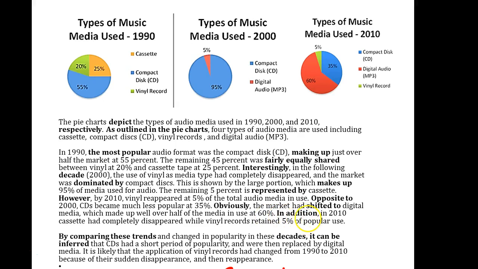In addition, another transitional word, in 2010, cassette had completely disappeared while vinyl records made a comeback, returned at 5% of the popular use. Now, to conclude, meaning, when you look at these pie charts and information, what do they suggest? By comparing these trends and changes in popularity in these decades, what can we infer? It can be inferred.